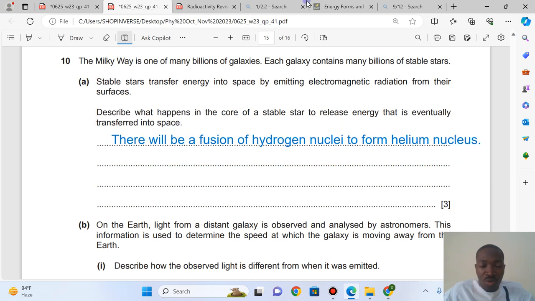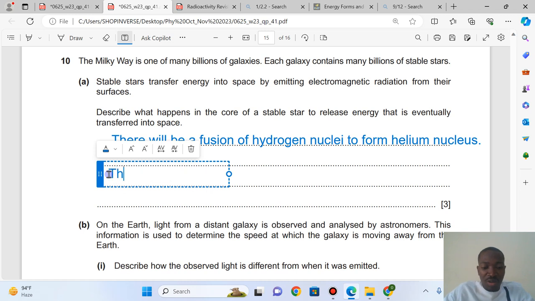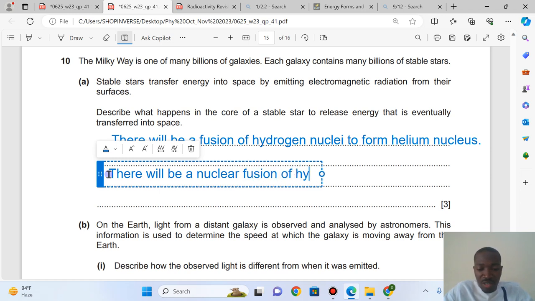So that's what happens. It's a three-mark question: what other things happen in the core of a stable star? This is just the main thing that happens. Unless you want to talk about how the pressure is balanced by the force of gravity in the core of a stable star. But the focus now is on the release of energy, not what actually makes it stable. And this is exactly what makes it release energy: hydrogen fuses, or you can say there will be nuclear fusion of hydrogen atoms to form helium. That's all.